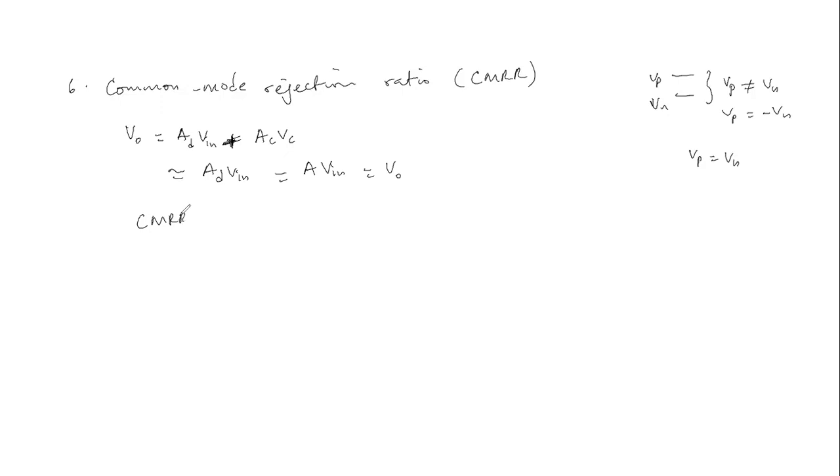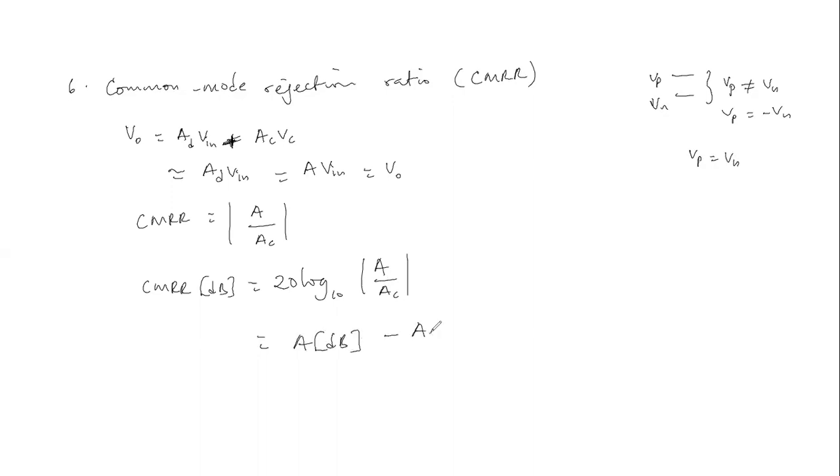the common mode rejection ratio is the same as the modulus of A divided by A sub C. And in decibel, dB, we have 20 log to base 10, which is A dB minus A sub C dB. And you will note that practical differential amplifiers respond not only to the difference between the input signals, but they also respond to their average value. And hence, the evaluation of the common mode rejection ratio.